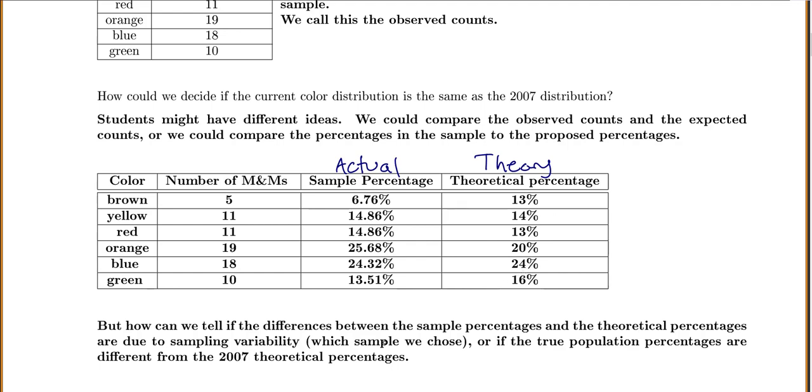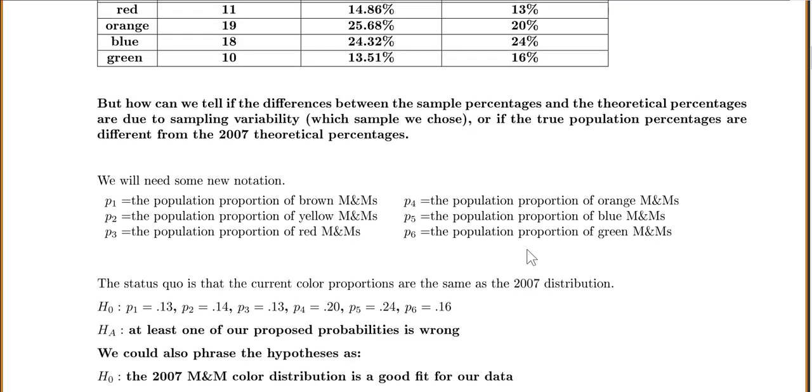So how would we tell if the differences between our sample percentages and our theoretical percentages are due to sampling variability, just which sample I chose, or if the true population percentages are different from these theoretical percentages? Because these percentages are the actual from my sample. I would also have actual percentages from my population, I just don't know what they are. And then we want to see if that matches our theoretical percentages.